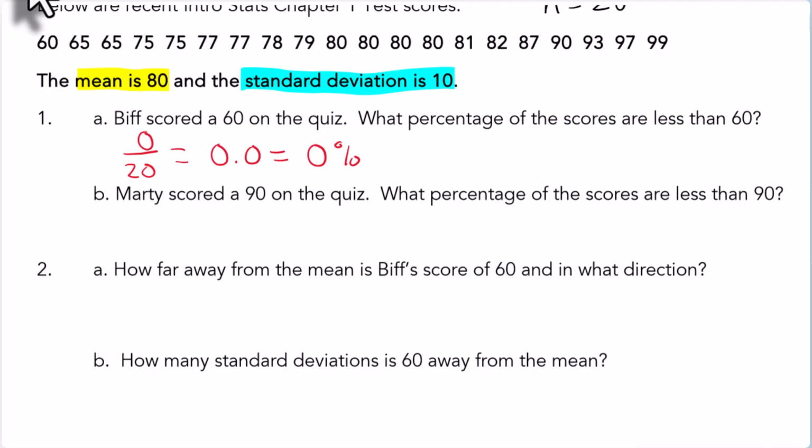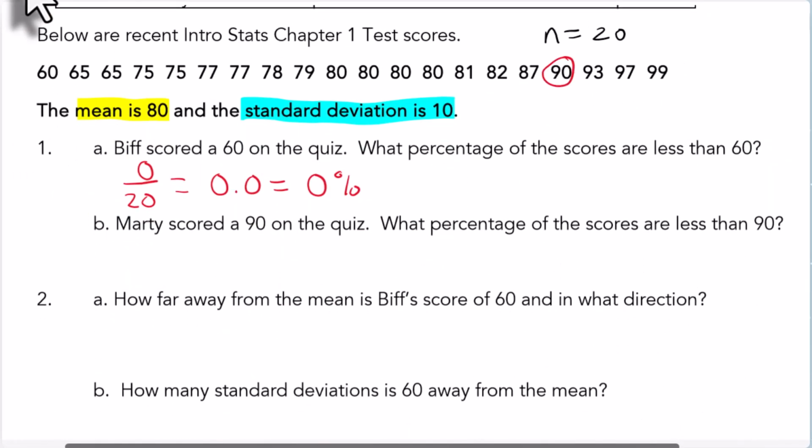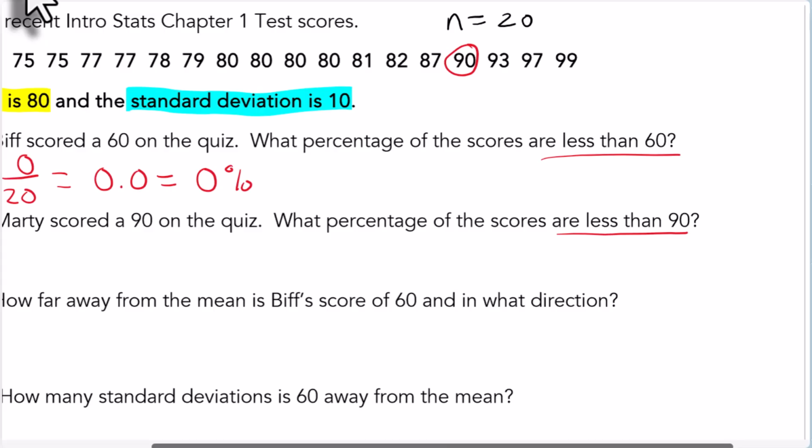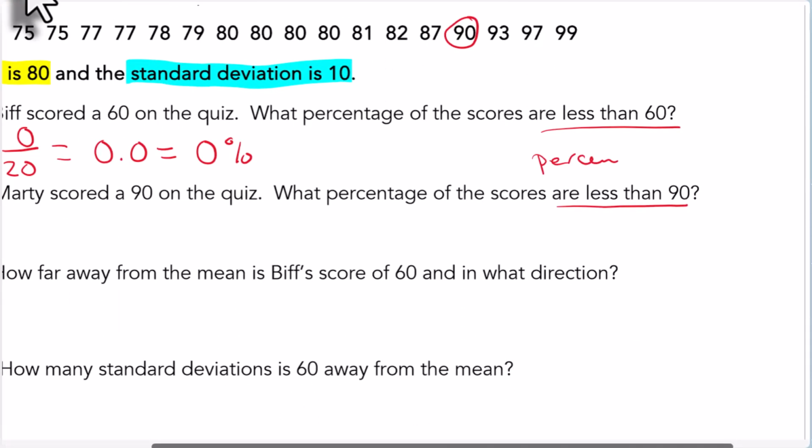Now, Marty, on the other hand, he's a nerd, he's pretty smart, and he ended up getting a 90 on the quiz. So if I look at his score, where is 90 in the data set? 90 is all the way over here. Now, there's a couple of different ways we can do that. We want the percentage of scores less than 90. In Biff's case, we wanted the scores that are less than 60. So when we're finding the percentage of scores that are less than a certain value, we're going to talk about the word percentile shortly, but that's what we're finding. We're finding what percentile our score is in.